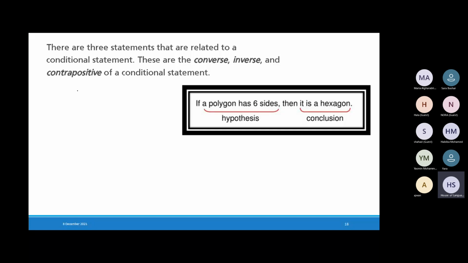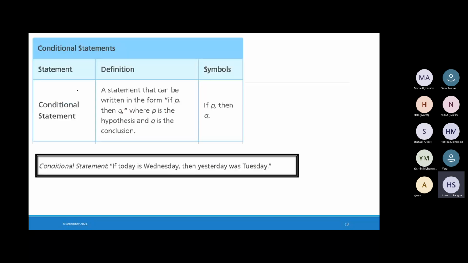Now, before we go to them, let's have an example of the conditional statements. Like, if a polygon has 6 sides, that means this is a hexagon. This is a hypothesis, and this is a conclusion. This is what we call a conditional statement, because it has an if and then. Sometimes we call it biconditional, but this is just an example here. Now, let's start with the conditional statement first.